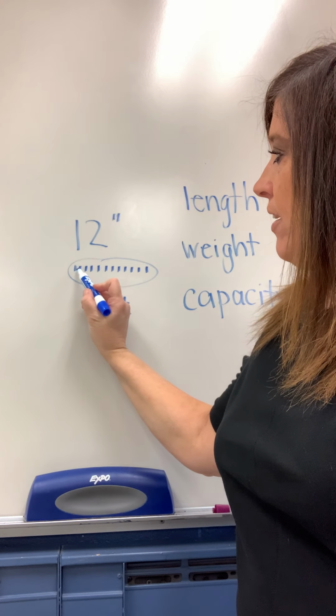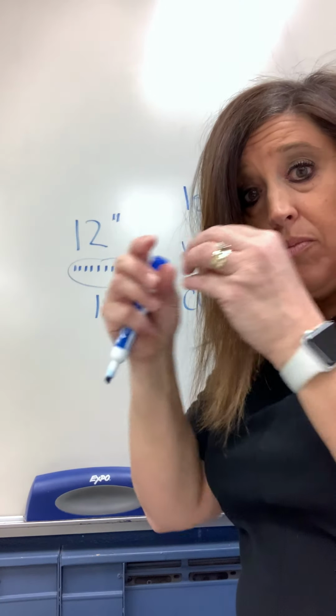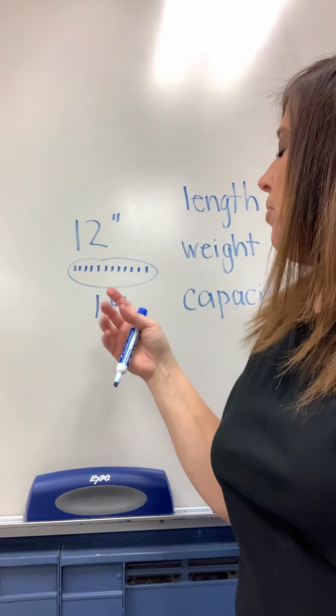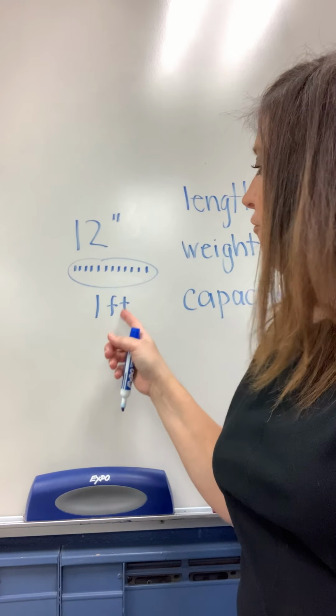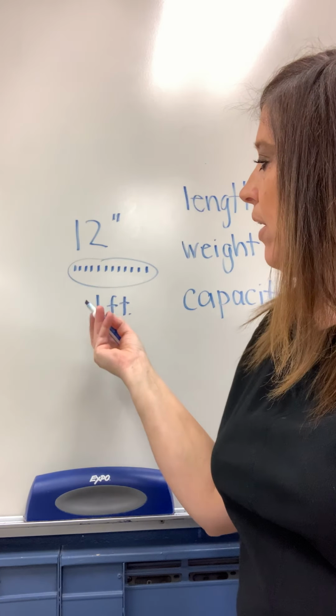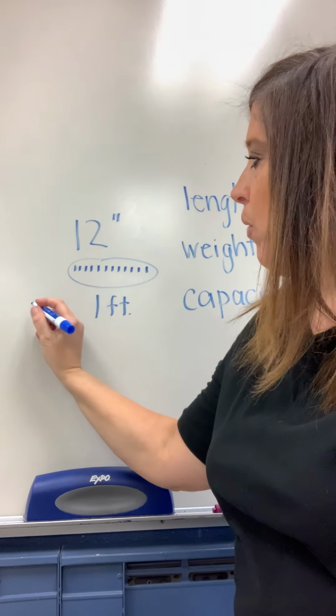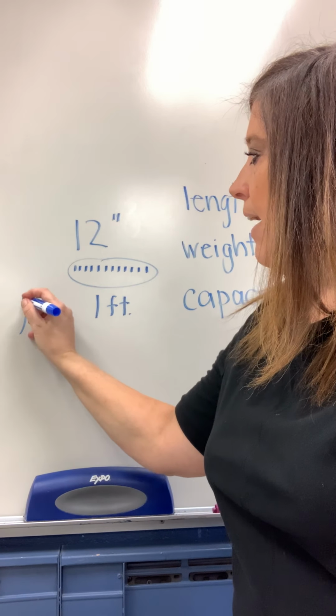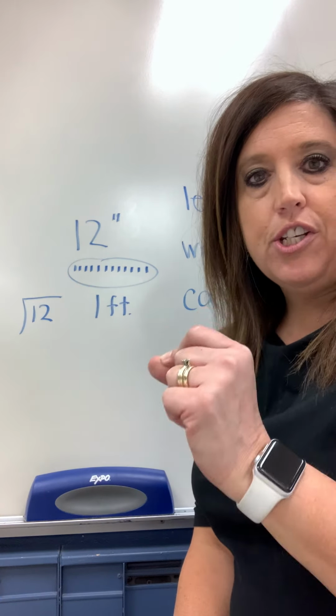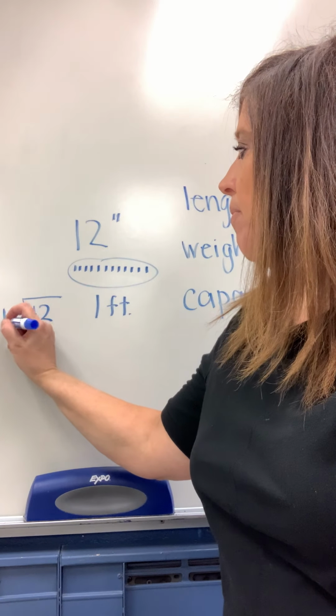So I had inches, and they're small, so I'm trying to group them together and put them into something larger called a foot. I'm going to divide. So what I would do is I would take the amount of inches that I have, 12, and divide by the number of inches in a foot.